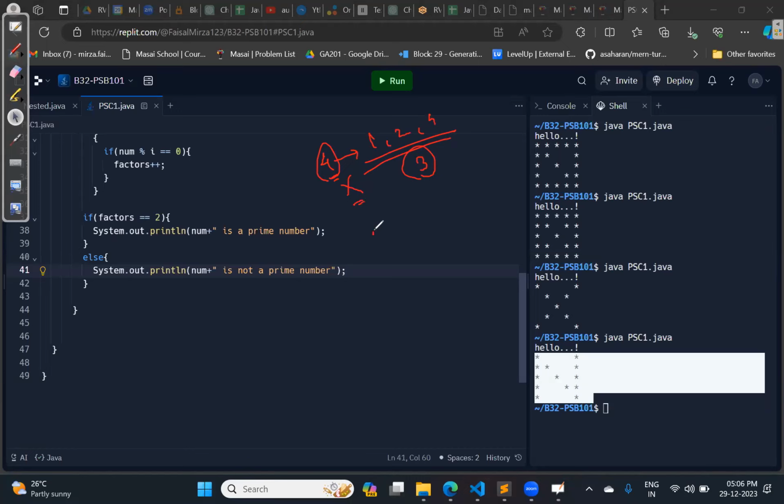Now for 2, which numbers divide 2 completely? 1 and 2. How many factors? 2. Now take the number 7. Which numbers divide 7 completely? 1 and 7, only 2 factors. Similarly, for 11, 1 and 11, 2 factors. That is the reason for equals to 2. Run this loop and let us see the output.